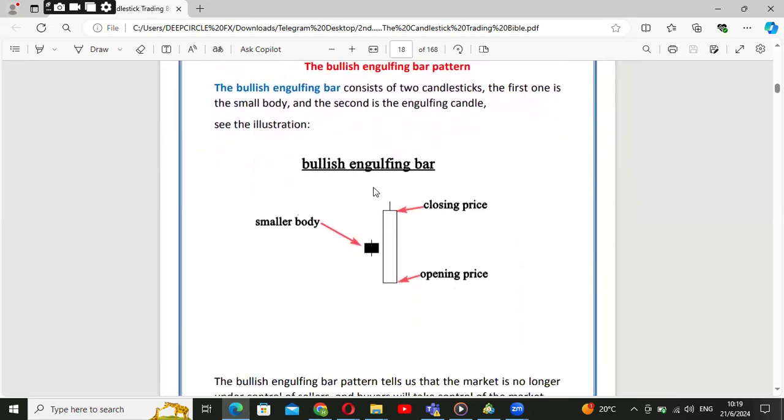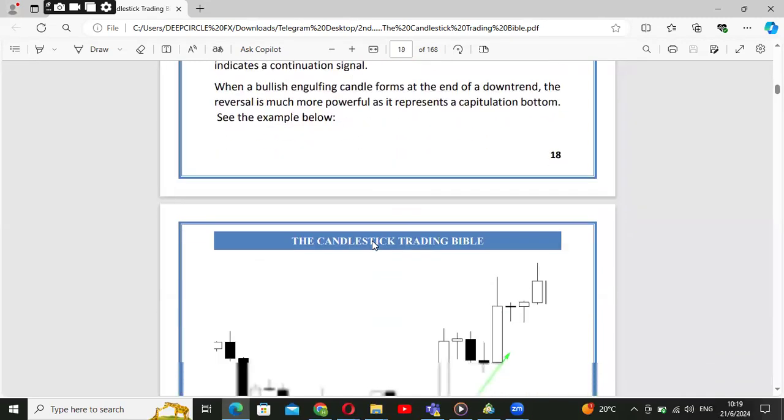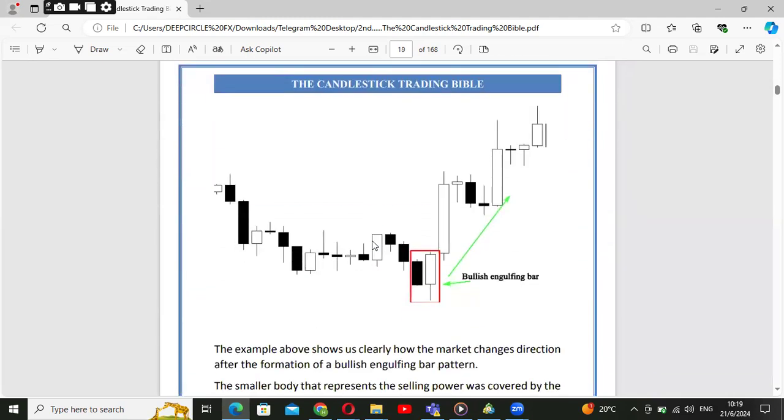So here we now have the bullish engulfing bar. The bullish engulfing bar is the opposite of what I've just said. Here we have a smaller candle, but it will be a bearish candle. The next candle will engulf that bearish candle, signaling that the market is now going upwards. Here we have a typical example that the market is now going upwards. Usually you see this type of pattern.